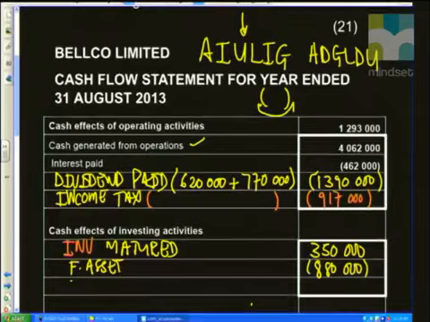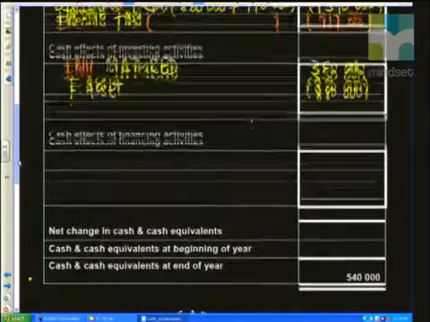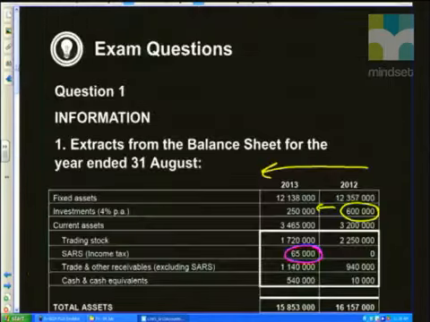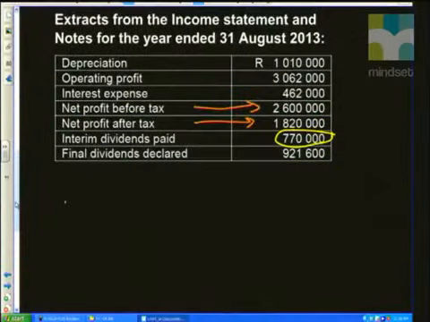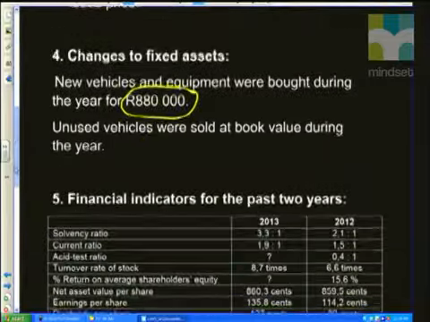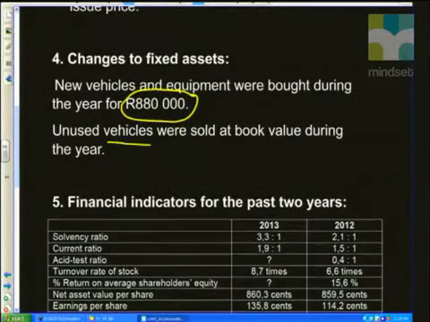The next thing that we need to look at is the proceeds of my disposal. In other words, when we're talking about the proceeds, we mean how much did we sell the asset for? For example, what are we told here? We are told that an unused vehicle or vehicles were sold at book value.